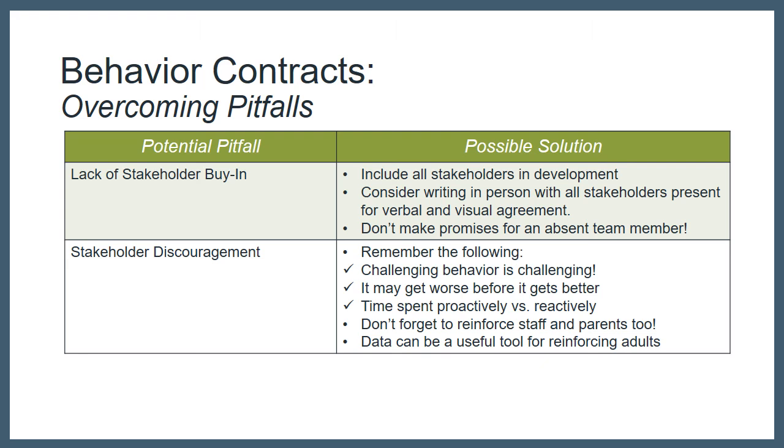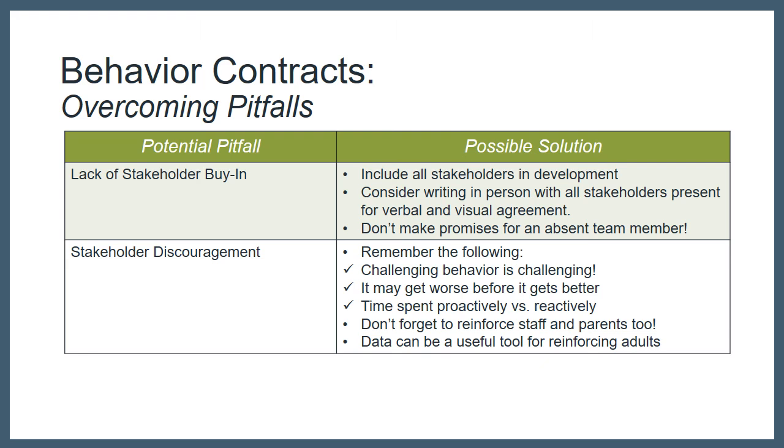Hopefully you had an opportunity to stop and review the previous 6 potential pitfalls and possible solutions. Lack of stakeholder buy-in or stakeholder discouragement are amongst the most common challenges in consistently implementing a strategic behavioral intervention. For that reason, it's essential to include all stakeholders in the development of the contract, including having each person present as it's written to allow for visual and verbal agreement. Promises should never be made on behalf of an absent stakeholder unless input and agreement was obtained beforehand. Even then, full participation is recommended for maximizing success.